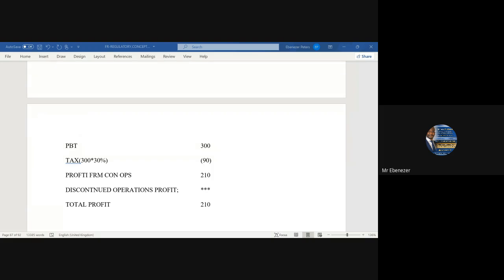So just like we have what we call gain on disposal, you can also have gain on discontinued operation. When you have that, you bring it under this discontinued operation profit or gain. You write it there, and then you write your total profit for the year. So is it possible we have loss? You can have loss, of course. That's why it's called profit or loss.